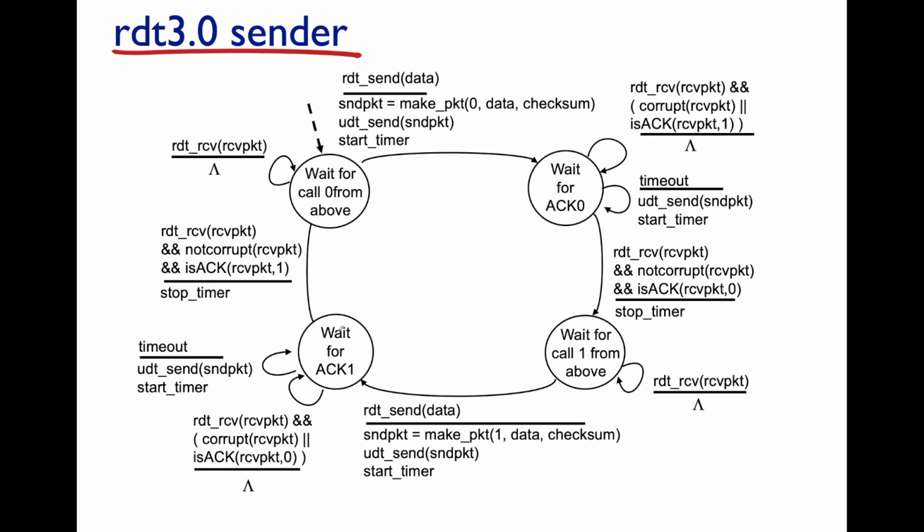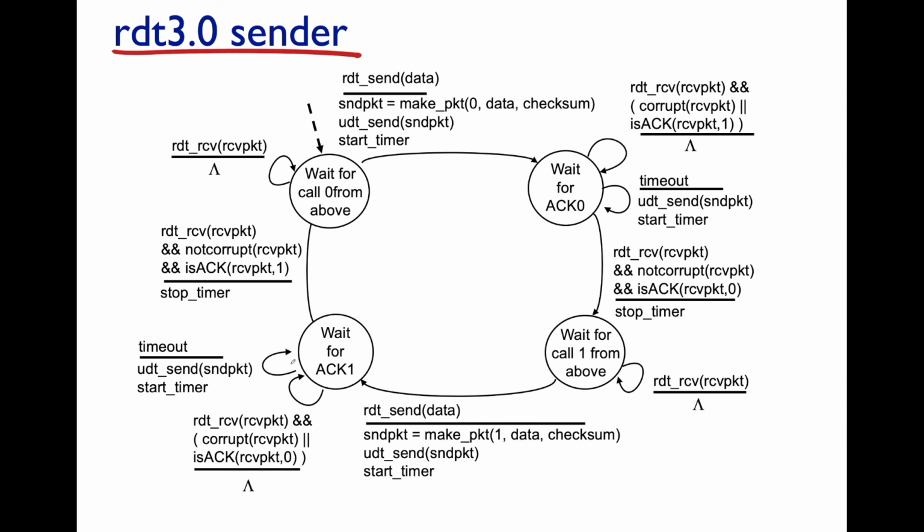Now you're waiting for the acknowledgement for the packet with sequence number 1. And of course, again, we get those 3 conditions. Here, RDT receive, it's corrupt, so the stored checksum and the calculated checksum do not match up. Or it's an acknowledgement for the wrong packet, for sequence number 0, you throw it away, you don't do anything.